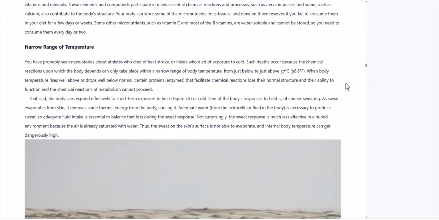So I think we get the idea that our body needs oxygen and our body needs nutrients. But another thing is that our body, in order to survive, needs to stay within a relatively narrow range of temperatures. Our body cannot withstand super low temperatures or super high temperatures. Yes, we can for short periods of time, but after a relatively short amount of time, our body can no longer survive in super hot or super cold temperatures.